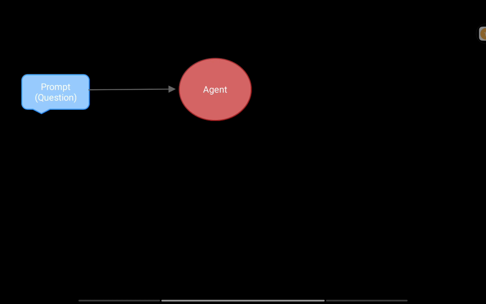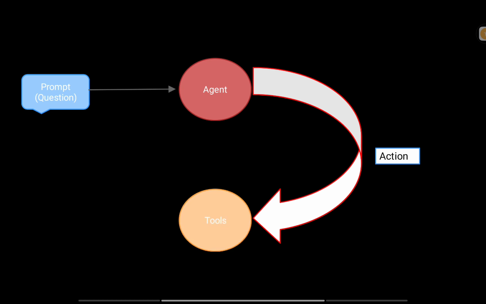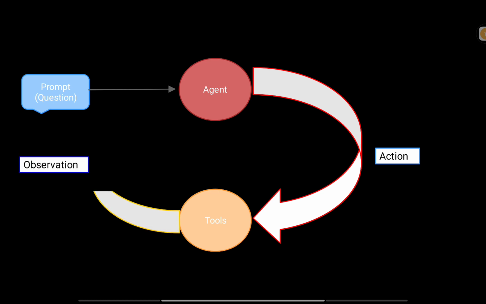At first a prompt or a question comes, and that question or prompt goes to the agent, and based on this prompt or question, the agent decides which action to take, right? And that action will be taken by the tools, right? So in a way the agent is selecting the proper tool based on the tools that are available for that agent, and that tool will perform that action, and it will also generate an observation, right?